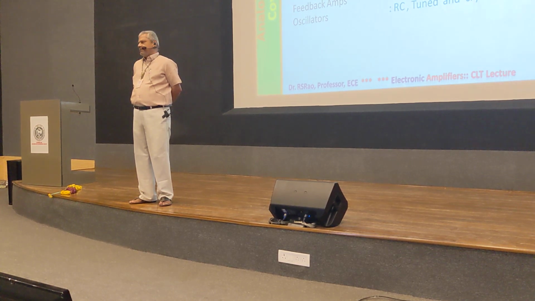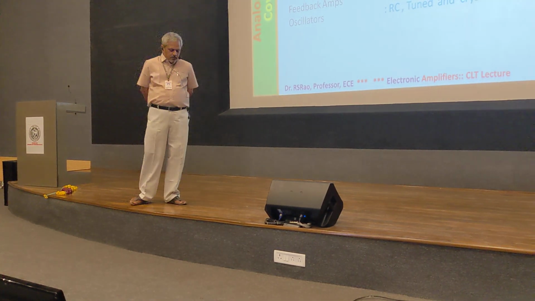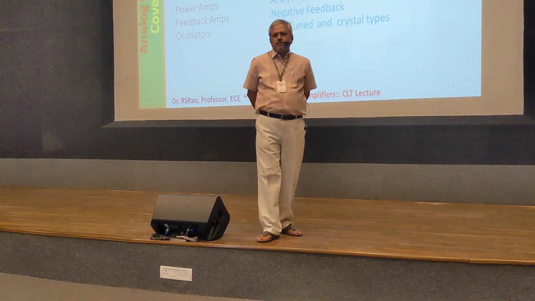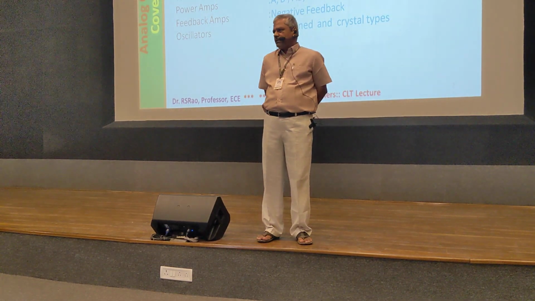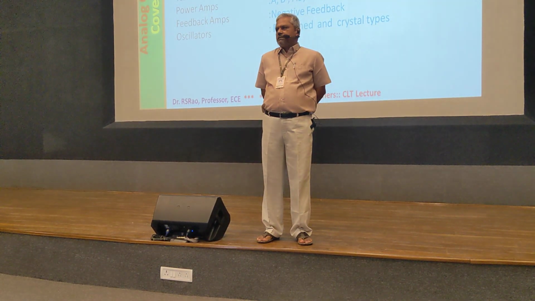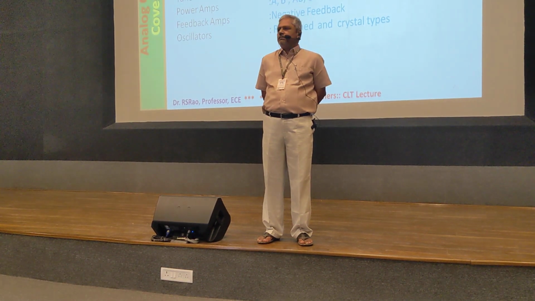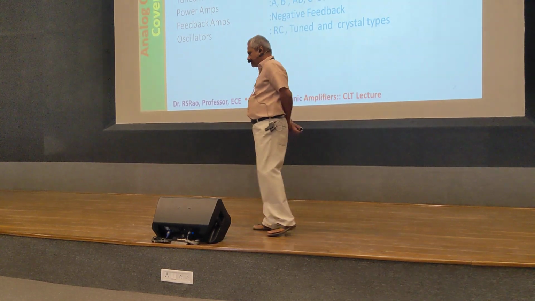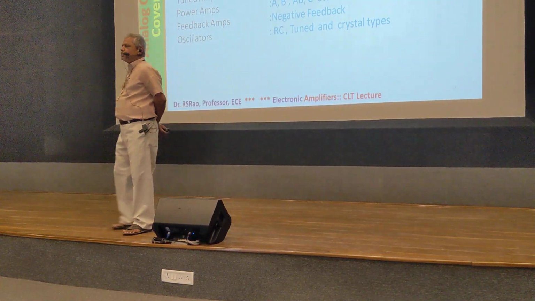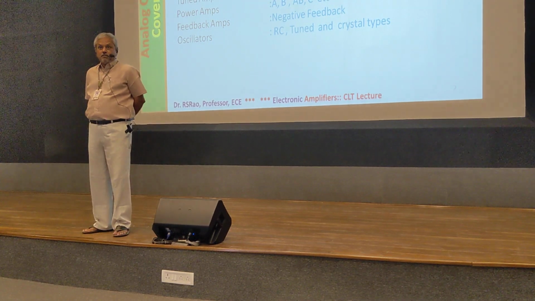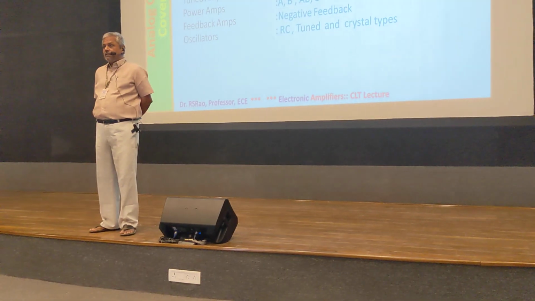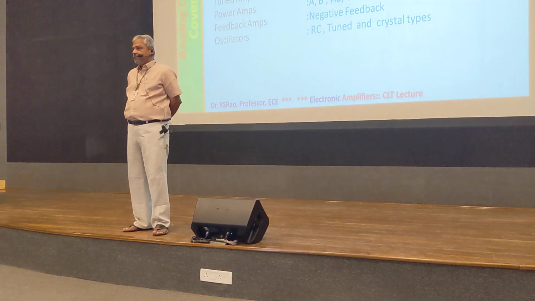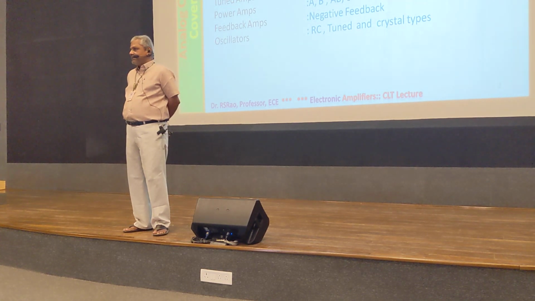The reason is equivalent circuits are valid only when the maximum voltage of the signal in the amplifier is very much less than Vt by 10. Vt means the volt equivalent of temperature, 26 millivolts. 26 millivolts by 10 means 2.6 millivolts. And the signal must be very much less than 2.6, so how much should it be? Maybe 1 millivolt, half a millivolt or something like that.